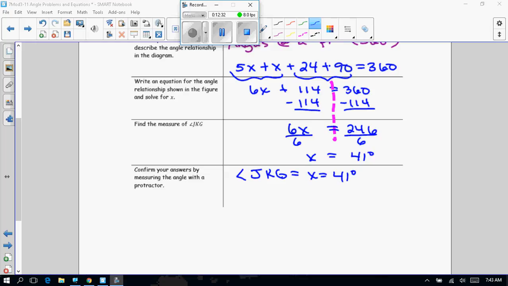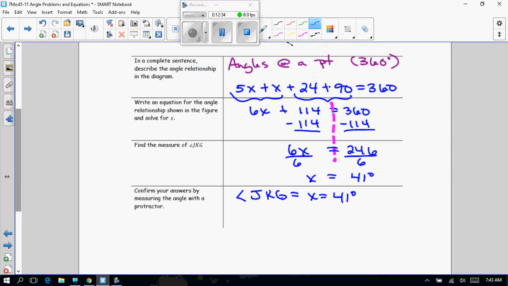All right, so there's all my work. Move this up a little bit. I said that there were angles at a point. I added all my x's and I added my constants. I have 6x plus 114 equals 360. I subtracted the 114 over, divided by 6, and I got 41 degrees. That is for x. I know that x is JKG, so therefore that is also 41 degrees.